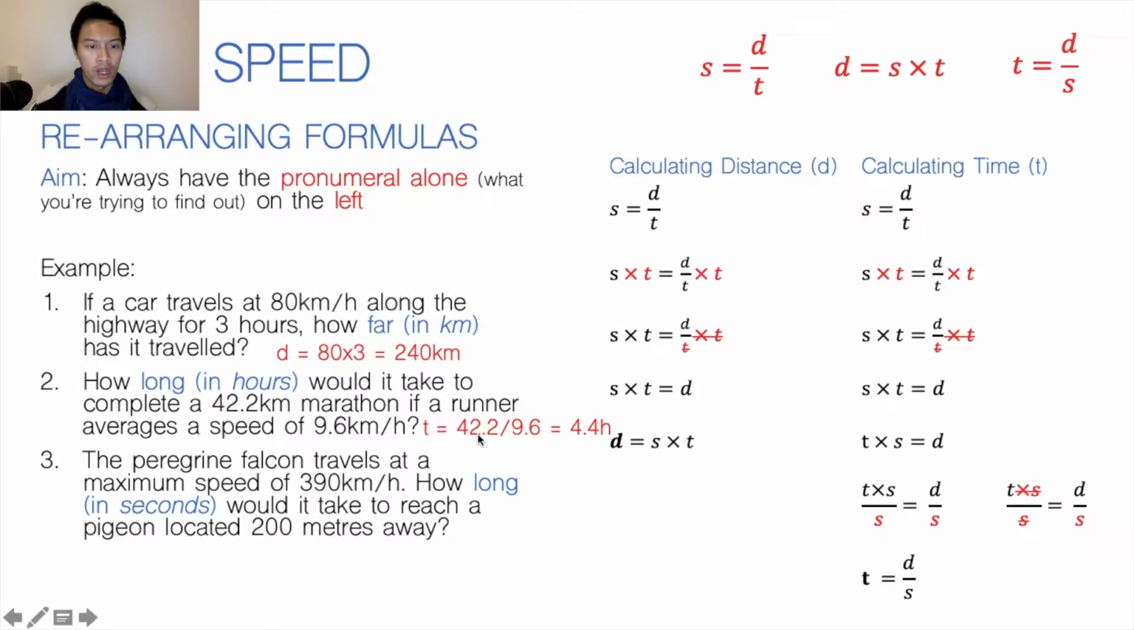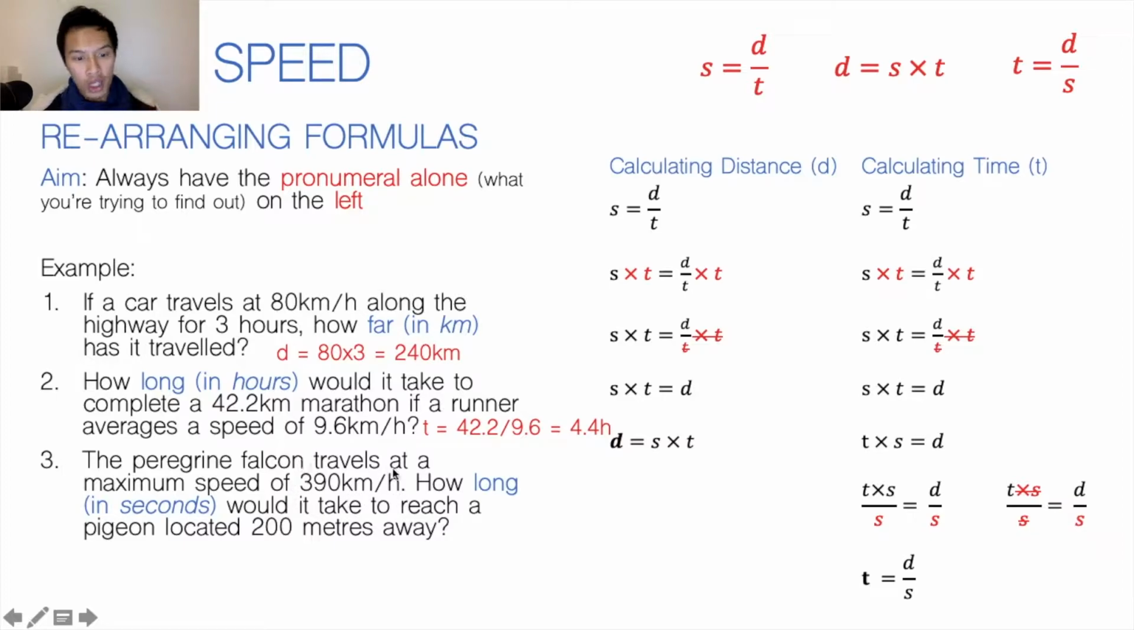Now, question number 3, the Peregrine Falcon travels at a maximum speed of 390 kilometers per hour. How long in seconds would it take to reach a pigeon located 200 meters away? Now, in this particular case, you are doing both the conversion of units and figuring out which formula you are going to use. Okay, so let's figure out which formula you're going to use first, and then we're going to convert our units. Okay, so the question asks how long. So how long means you're going to use the time formula to figure out the time it would take to reach the pigeon. The speed is 390 kilometers per hour.